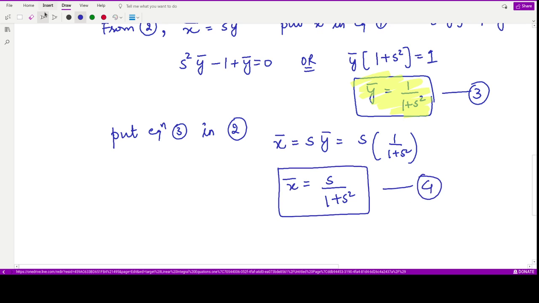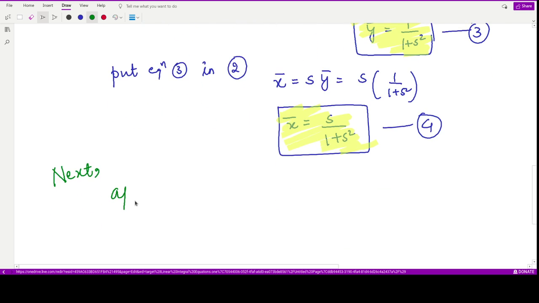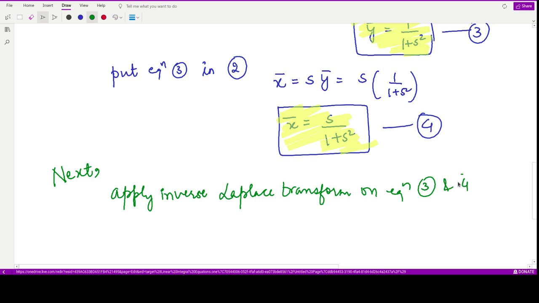Okay. So now this is the value of x bar and this is the value of y bar. The next step is, next we'll apply the inverse Laplace transform on equations 3 and 4. So what do we have? We have Laplace inverse of x bar is equal to Laplace inverse of s divided by 1 plus s square.